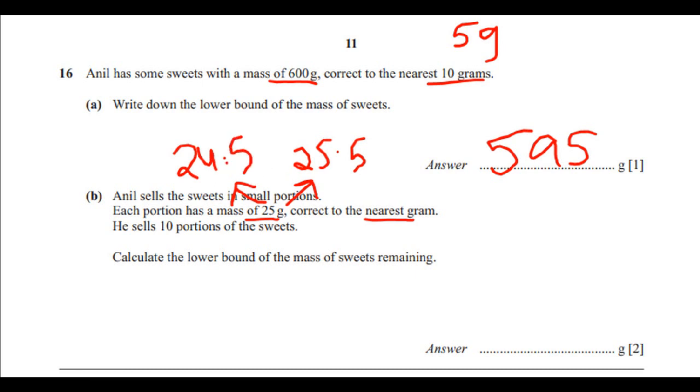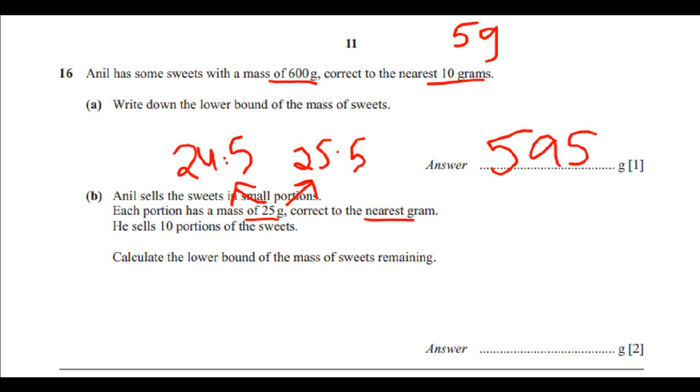So let's see which one the question would require us to use. Anil sells the sweets in small portions. Each portion has a mass of 25 grams, correct to the nearest gram. So the sweets can have any mass between this range. He sells 10 portions of the sweets. Calculate the lower bound of the mass of the remaining sweets. So let's assume this wasn't an upper bound, lower bound question.